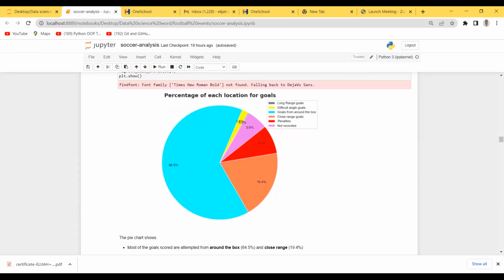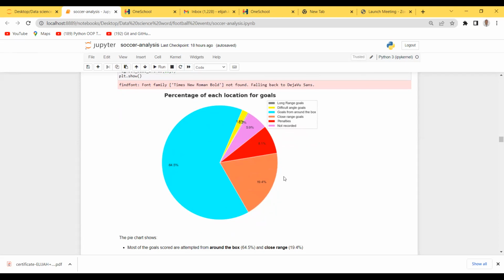There is a portion of the goals that were not documented in the data set. They don't fall under any data set classification. They are not NA values, they are not penalties, they are not close range. They are not recorded. Yeah, exactly.